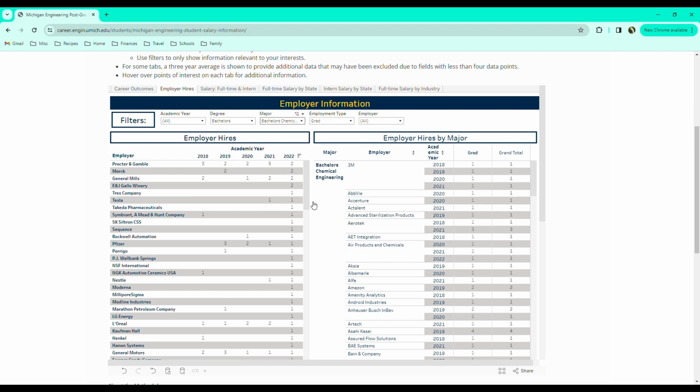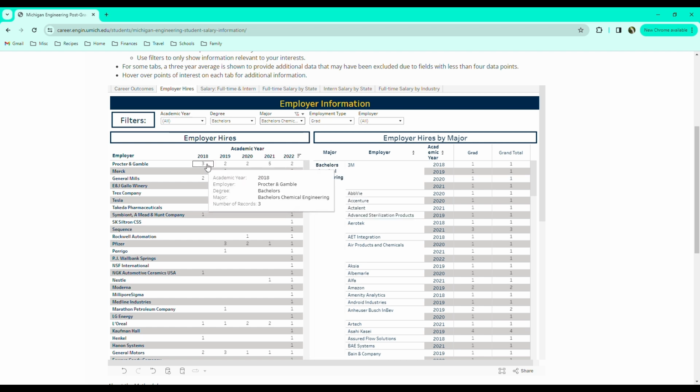But you've got Procter and Gamble, a winery, General Mills. They do have a lot of smaller numbers over here, but there are companies out there that definitely recruit from University of Michigan for this.